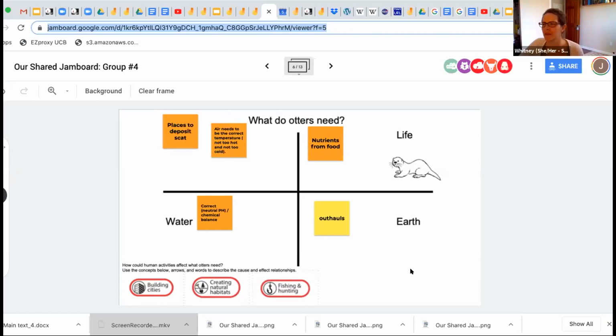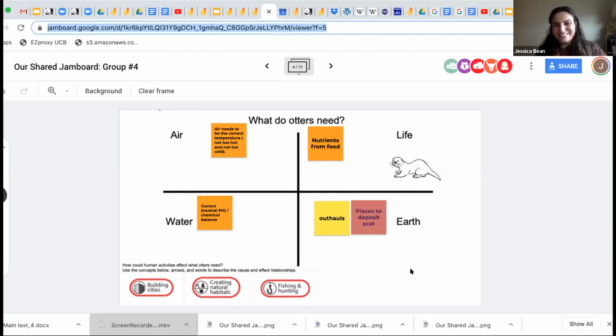Adding on to Dawn from our last examples, places to deposit scat. Yay! Keep it sounding sciencey. Yes. Very good. So food such as fish, birds, and vertebrates, right? Because we know that from some data that we already looked at. Very good. What else? Shelter.